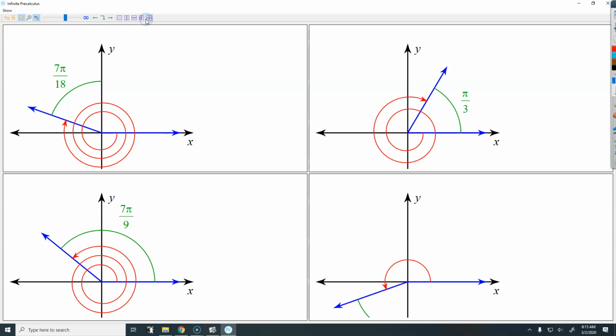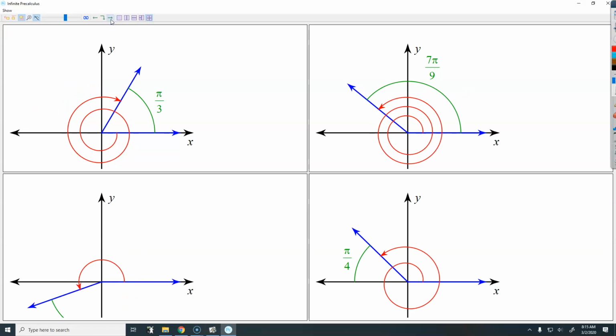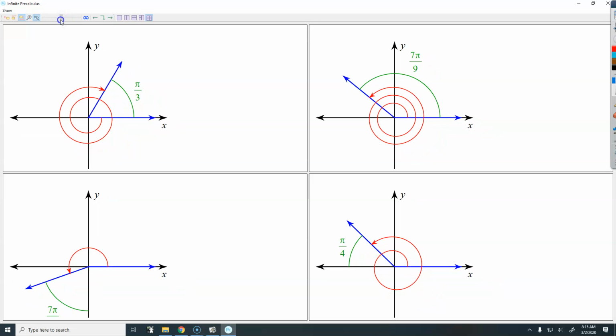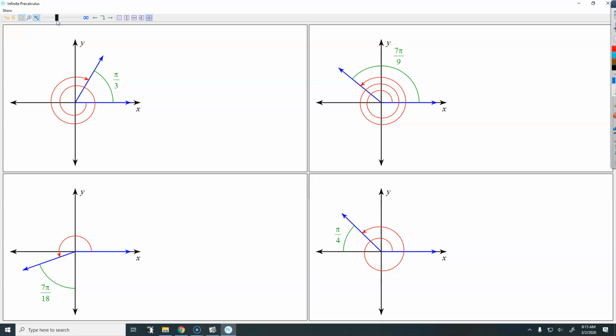Let's do 4. What? Don't you guys want to practice? It's fun stuff. All right, there you go. That's for you.